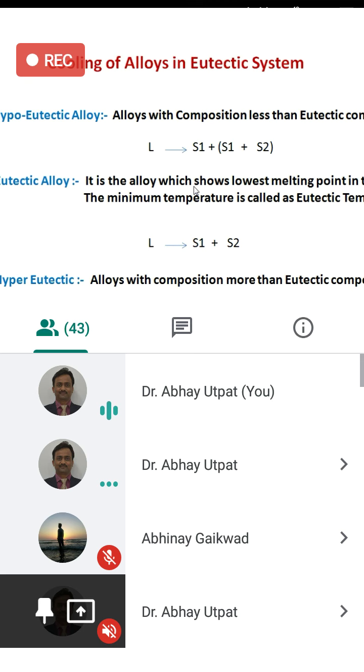Go to the third type, the hypereutectic system. It is similar to the hypoeutectic system. Only one change I made: L that gives S2 plus, in brackets, S1 plus S2. So S1 plus S2 is the eutectic mixture. I will go back.